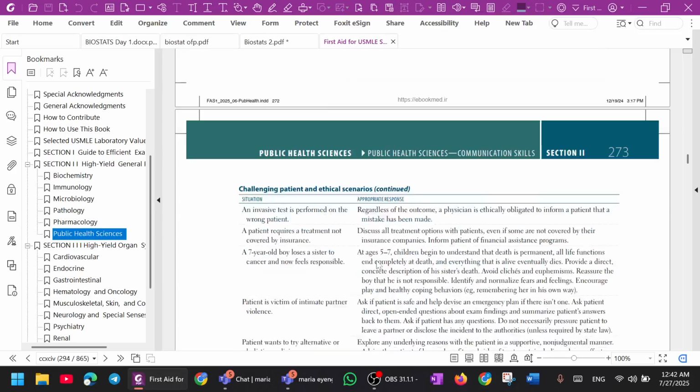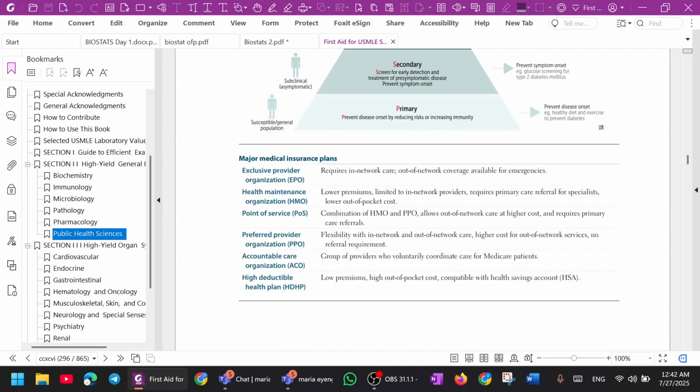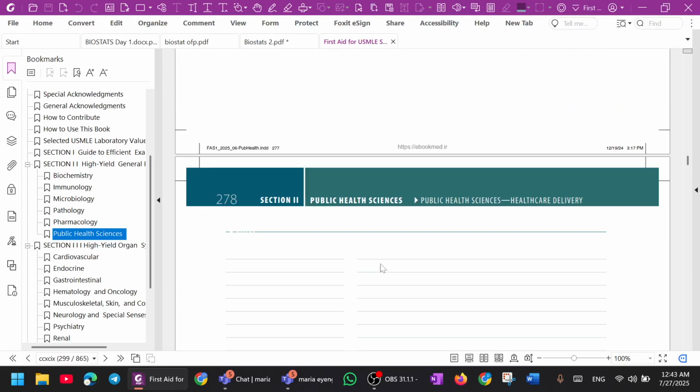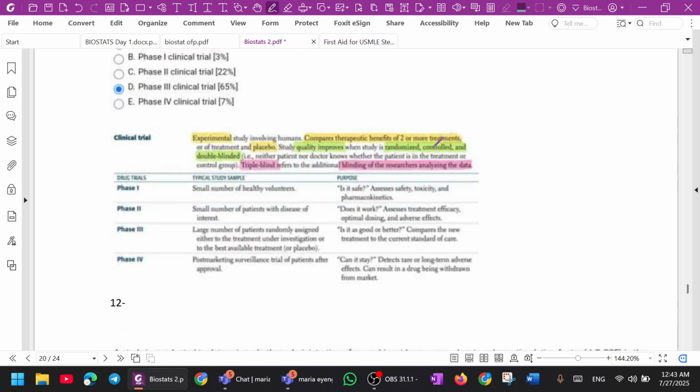I don't know where they moved this clinical trial. Okay, wait one second. Okay, I am reading from here. It is in First Aid. I have read it previously.